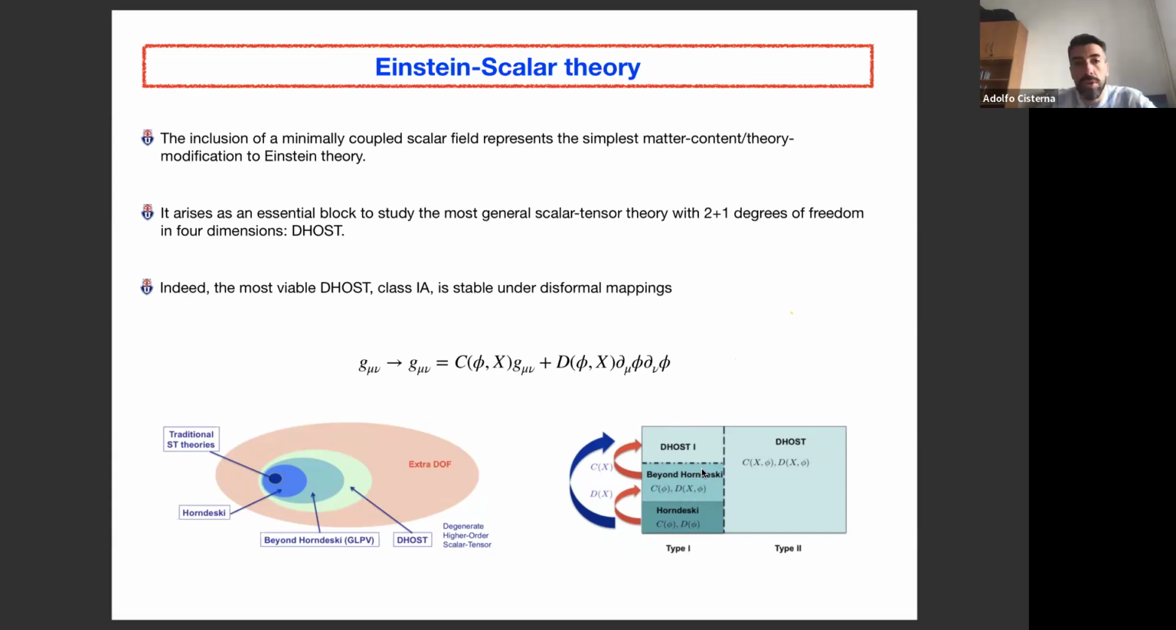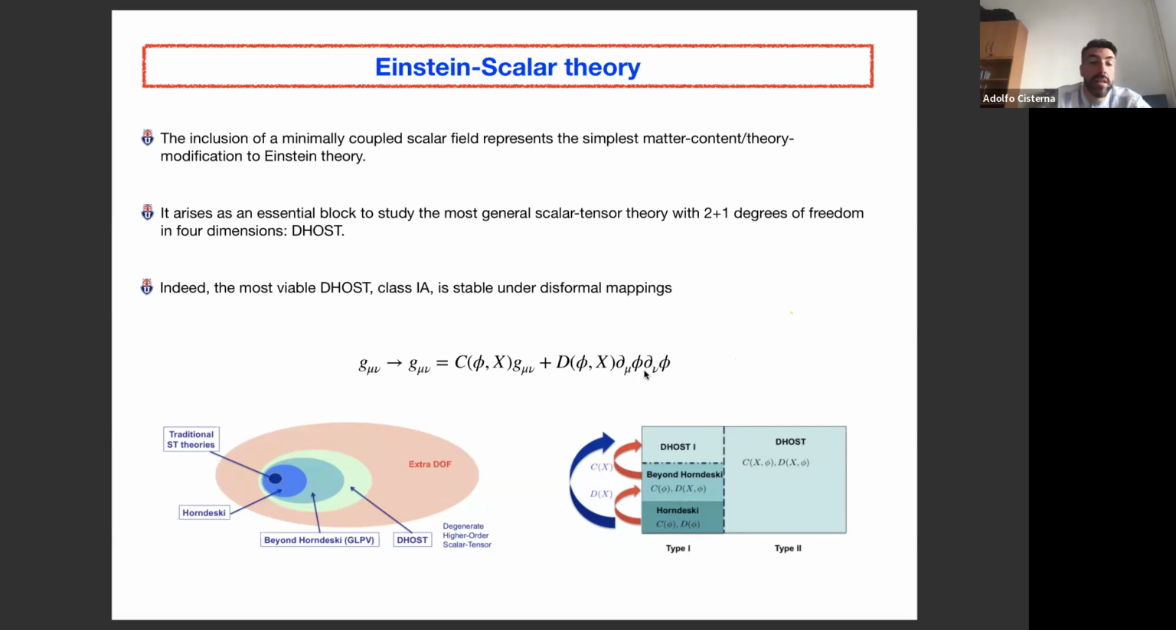Okay, so that's why. We know that this Einstein-scalar theory is the essential block to study the most general theory we have with healthy properties in a scalar-tensor setting, which is called DHOST, which is the only one that propagates 2+1 degrees of freedom and can be made free of ghosts and so on. And in fact, there is one subsector, correct me if I am wrong, class Ia, that still aligns with the luminal propagation of gravitational waves and all of these cosmological constraints. So I think it's still valid. And it's known that this theory is stable under these conformal mappings.